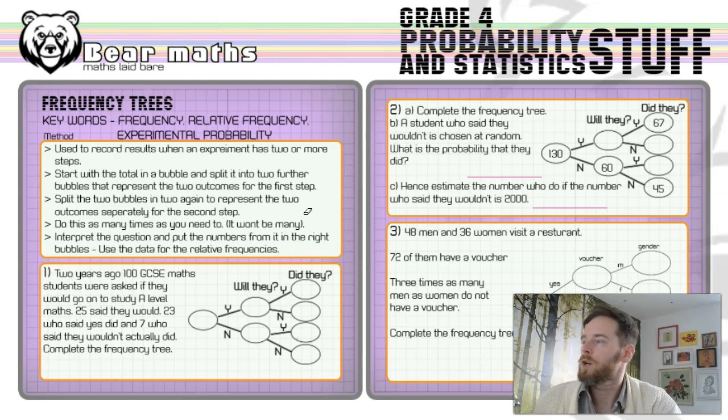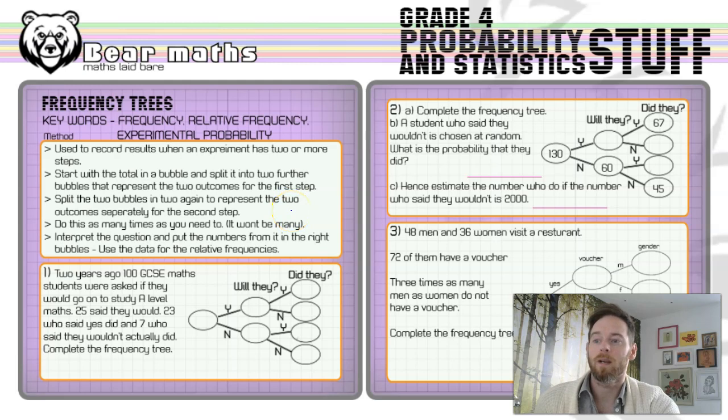Now, frequency trees are used to record results when an experiment has two or more steps. You can use these in place of two-way tables, two variables. So start with the total in a bubble and split it into two further bubbles that represent two outcomes for the first step. Split the two bubbles in two again and represent the two outcomes separately for the second step.